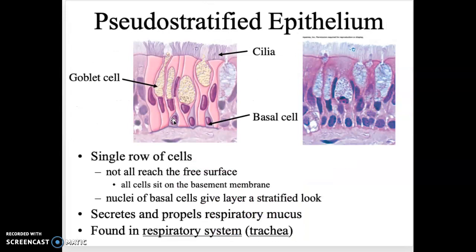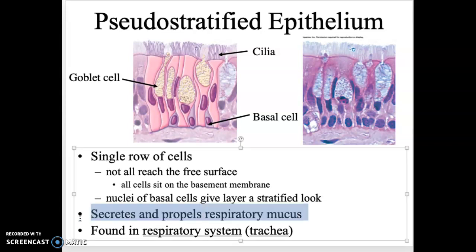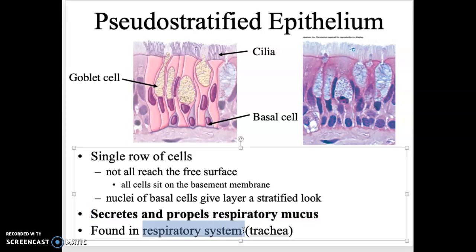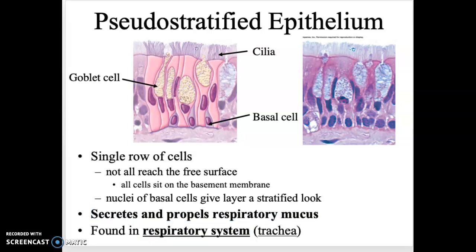Pseudostratified, meaning there is an appearance of multiple rows of cells, but it's not real. Not all cells are reaching the free surface. So we call this pseudostratified. It's like fake stratified. Here, it secretes and propels mucus, found in the respiratory system, so in your trachea, which is the tube that you're breathing through right now.